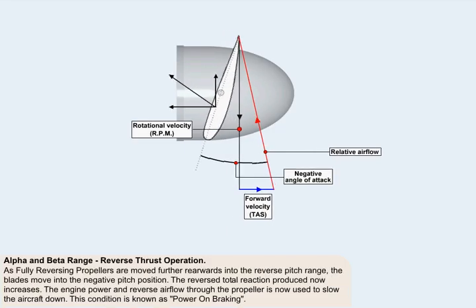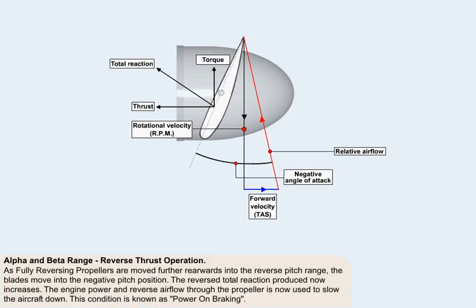Propellers which can have their pitch angle made even more negative are known as fully reversing propellers. As the power lever is moved further rearwards into the reverse pitch range, the blades move into the negative pitch position. The reversed total reaction produced now increases. This exerts increased load on the engine, so engine power is increased in order to maintain a constant RPM. The engine power and reverse airflow through the propeller is now being used to slow the aircraft down. This condition is known as power on braking.